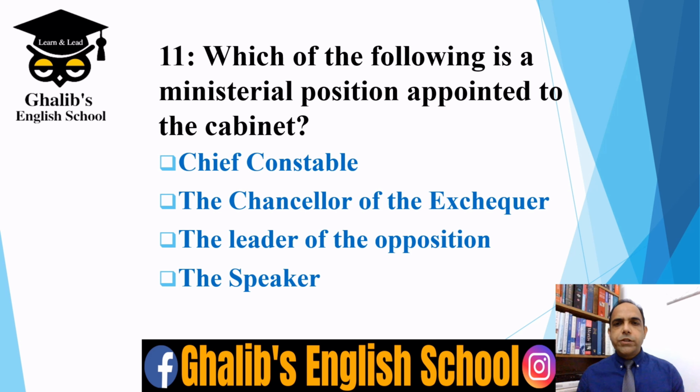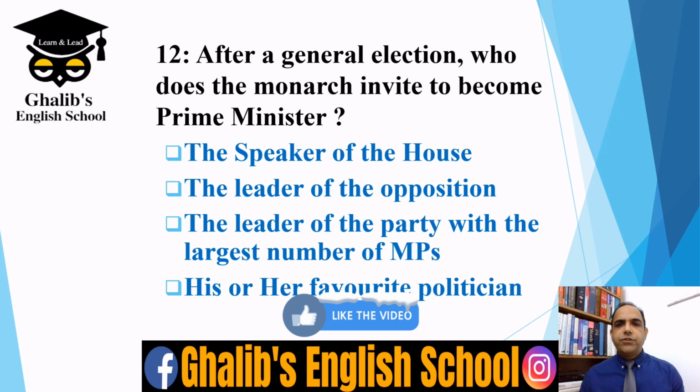Question 11. Which of the following is a ministerial position appointed to the cabinet? The Chief Constable, the Chancellor of the Exchequer, the Leader of the Opposition, or the Speaker. The correct option is the Chancellor of the Exchequer. Question 12. After a general election, who does the monarch invite to become Prime Minister? The Speaker of the House, the Leader of the Opposition, the leader of the party with the largest number of MPs, or his or her favorite politician. The correct option is the leader of the party with the largest number of MPs.